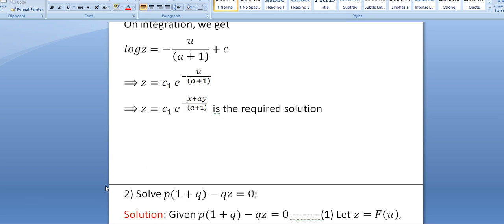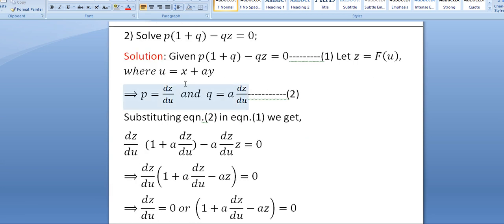So let me take another problem here. Solve p into 1 plus q minus qz is equal to 0. This is the given expression. So let z is equal to f of u, where u is equal to x plus ay. Now I should replace p by dz by du and q by a dz by du. So let us substitute this equation 2 in equation 1. Then I'll get dz by du into 1 plus a dz by du minus a dz by du into z is equal to 0.